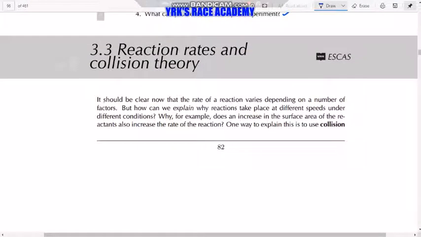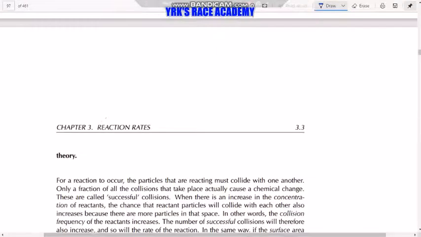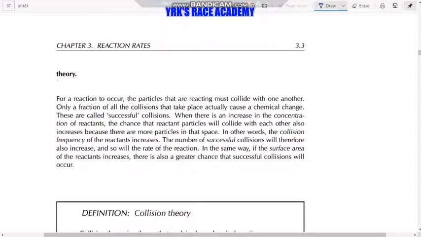Moving on to the next one, the most important concept here is reaction rates and collision theory. It should be clear that the rate of reaction varies depending on a number of factors, but how can we explain why reactions take place at different speeds under different conditions? For example, why does an increase in the surface area of the reactants also increase the rate of reaction? One way to explain this is to use collision theory, which is one more important theory needed to understand why the rate of reaction increases.